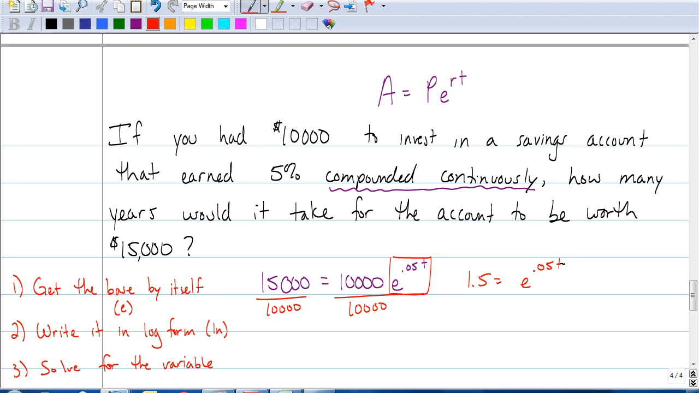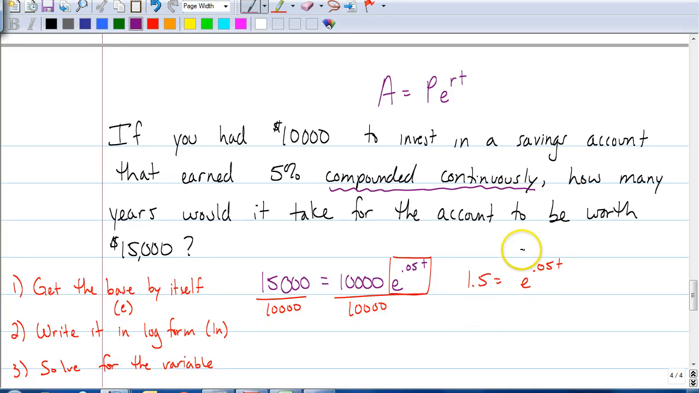So we have our e by itself, so the next step is to write it in logarithm form. Because right now we're stuck. We don't know what to do because we have a variable that's an exponent. Earlier on in this chapter, we didn't know how to solve these types of problems. We couldn't figure out what the time would be for it to get to this value. We would have had to guess and check, or maybe even do this by graphing, I suppose. But a better way to do this is with logarithms. So we're going to put this in logarithm form.